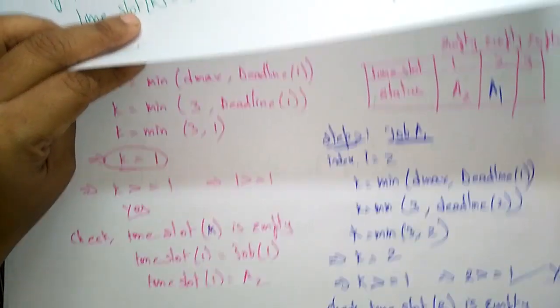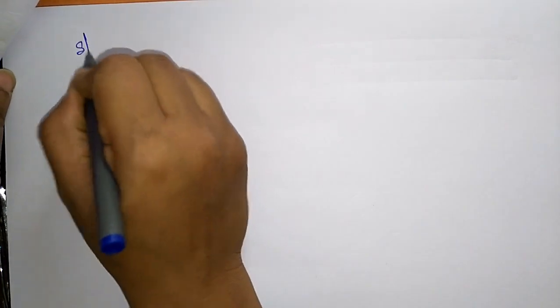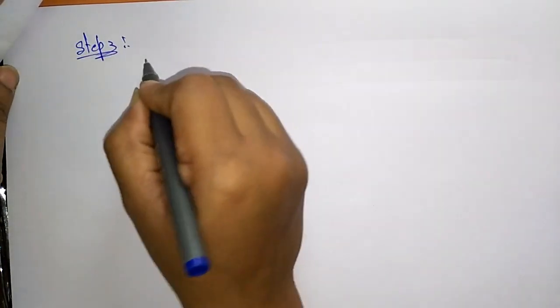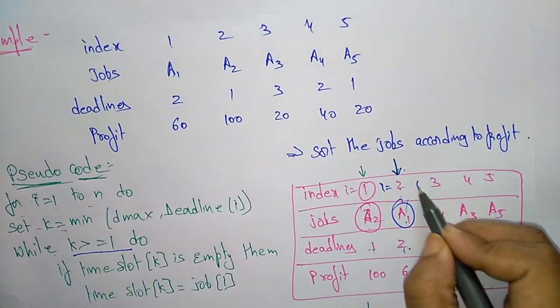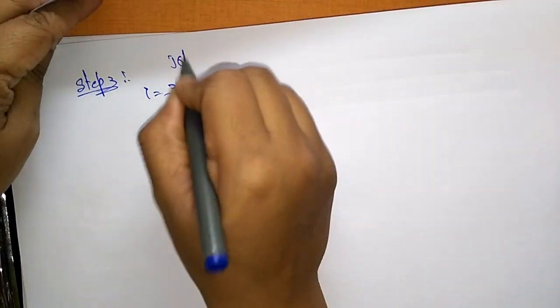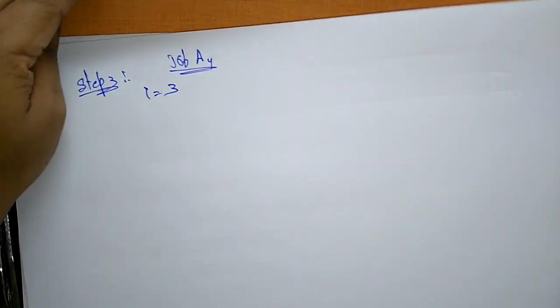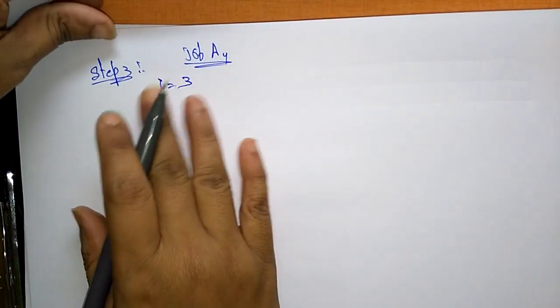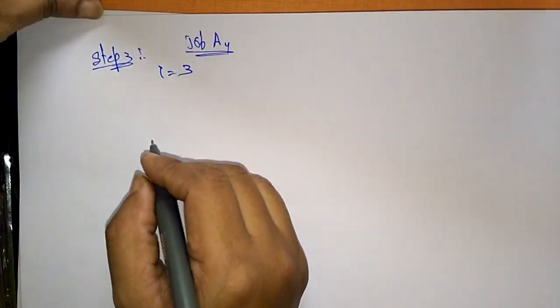A1. So A1 is filled. Now go for step 3. Now I is equal to 3. So what does I is equal to 3 mean? A4. So this is job A4. Now check whether this job A4 is satisfying the condition or not.